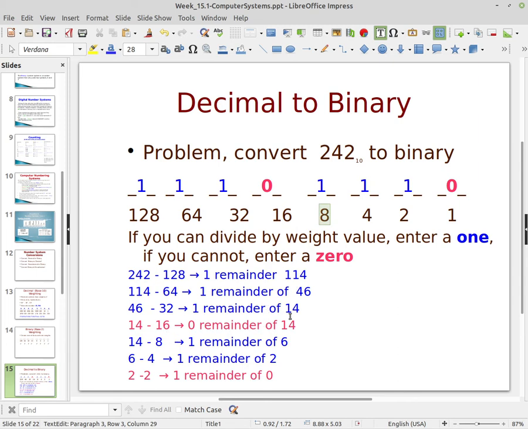So I had 14, and I tried to subtract 16, and I couldn't do that and keep the value positive. And so I put a 0 in the 16s column and moved down to the 8s column. So now I've got 14 minus 8. Now that is positive, and so I can do that. And so I put a 1 in the 8s column. I had a remainder of 6 when I did that.